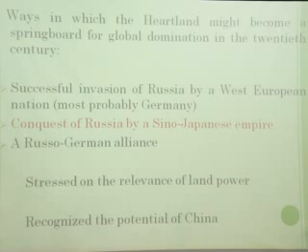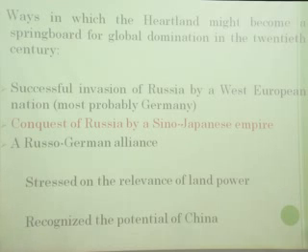So this is a very important point to consider when we discuss this topic, because he propounded three ways, or three major powers, that could potentially have control over the heartland and eventually over the world. The first one is a successful invasion of Russia by a Western European nation, and he gave most probability to Germany at that point of time.